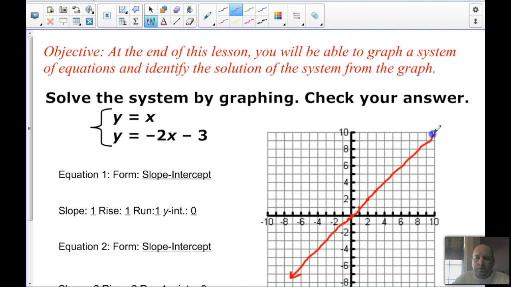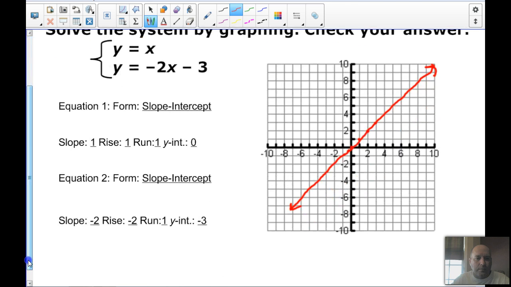Once I do that, I want to graph the second line. It's in y equals mx plus b form, so I have a slope of -2, which gives me a rise of -2, meaning I go down 2, and a run of 1. I have a y-intercept of -3, so I start at -3, go down 2 and over 1, and continue this pattern. Once I notice the pattern, I graph the line to the best of my ability.